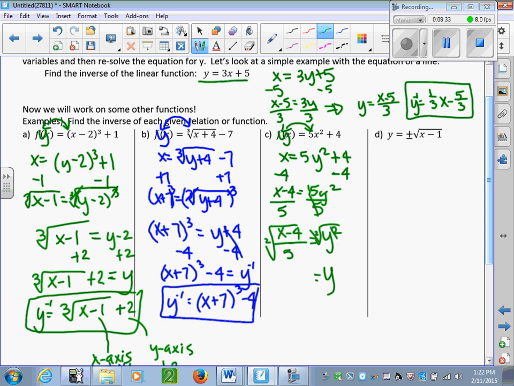Since it's a square root, I don't have to write the 2 as the index, so I can just write square root of x minus 4 over 5. And that's my inverse. Okay? Again, you can switch it around like we did for A and B and put y on the left and everything else on the right. Doesn't really matter.